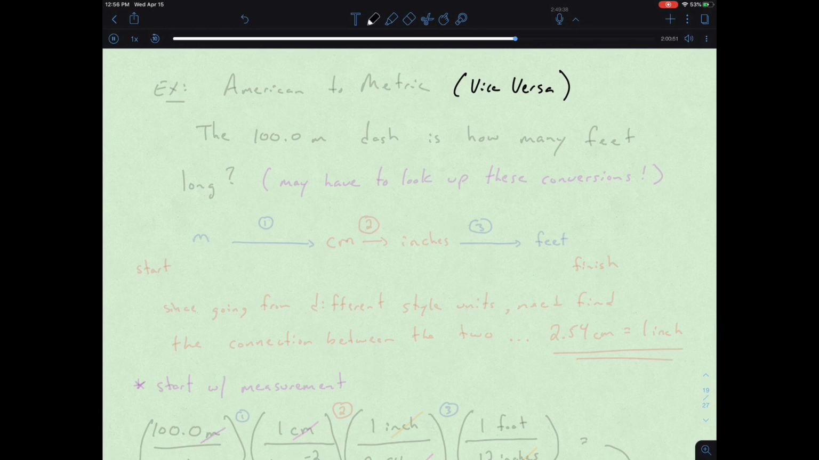So keep that in mind. Let's do another example, but let's do American to metric. So here in this example, the 100 meter dash is how many feet long?